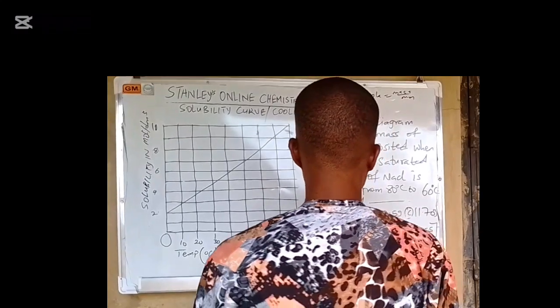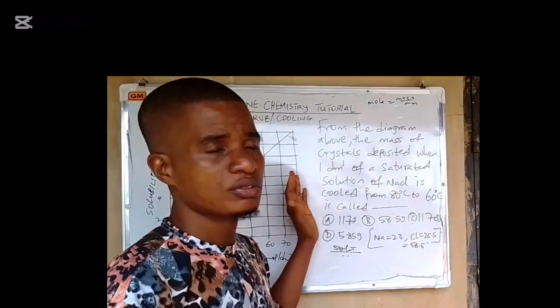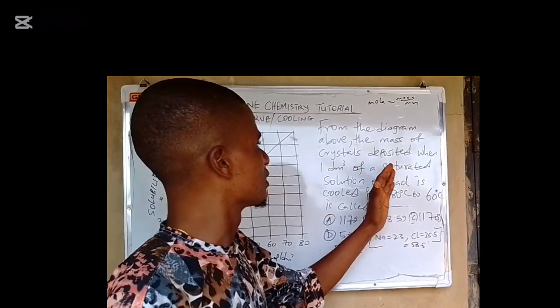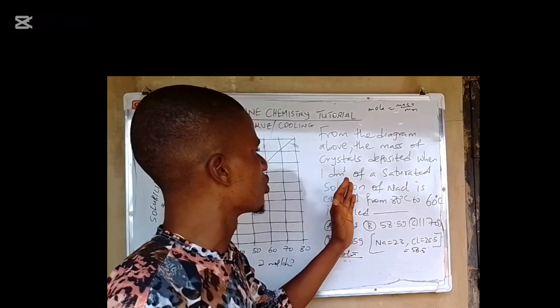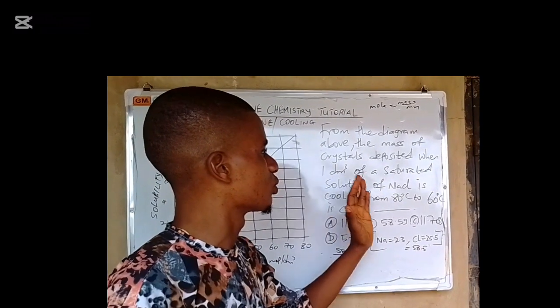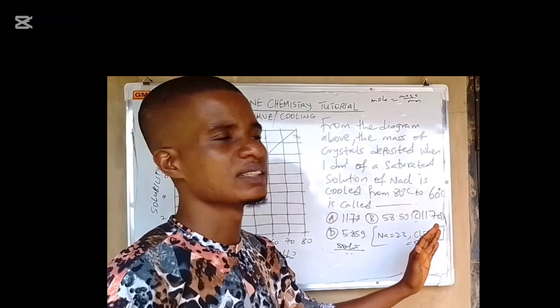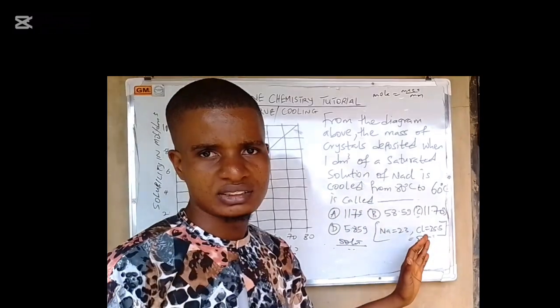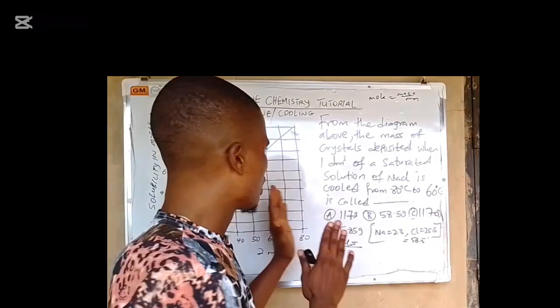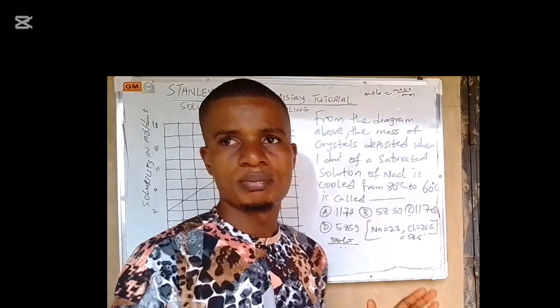So look at the question. It says, from the diagram above, the mass of crystal deposited when 1 dm cube of a saturated solution of sodium chloride is cooled from 80 degrees Celsius to 60 degrees Celsius is that, right? That is the question. So let's go back to the graph.